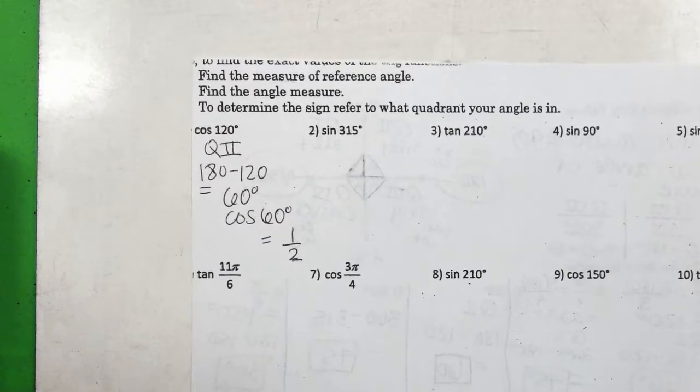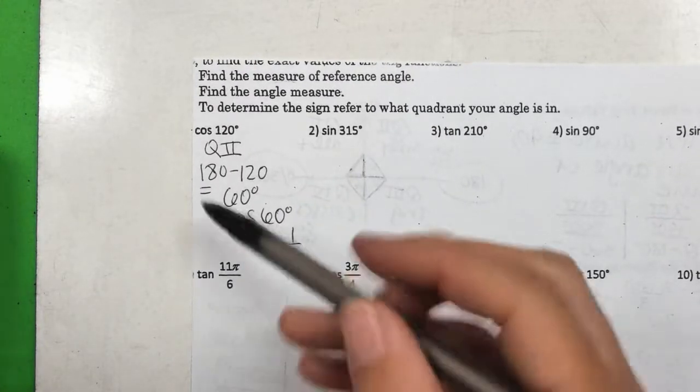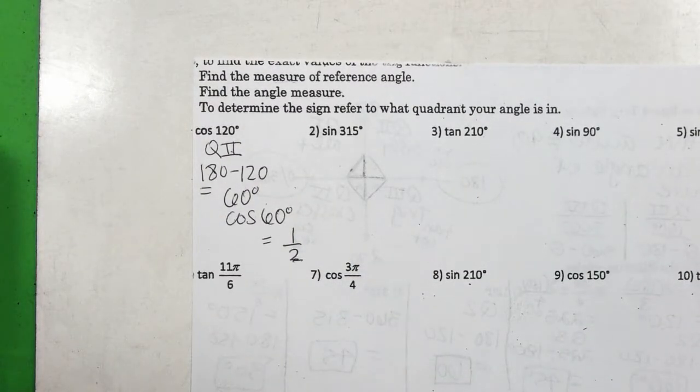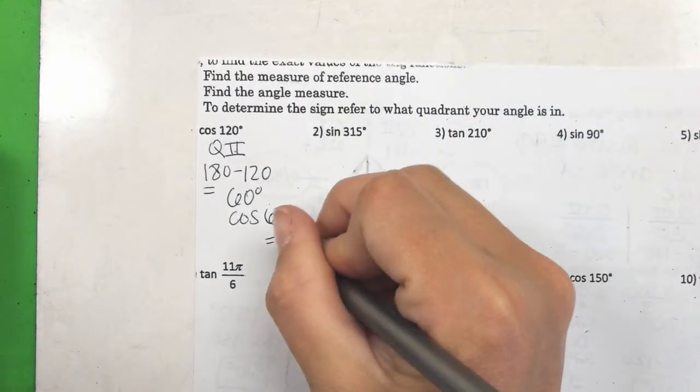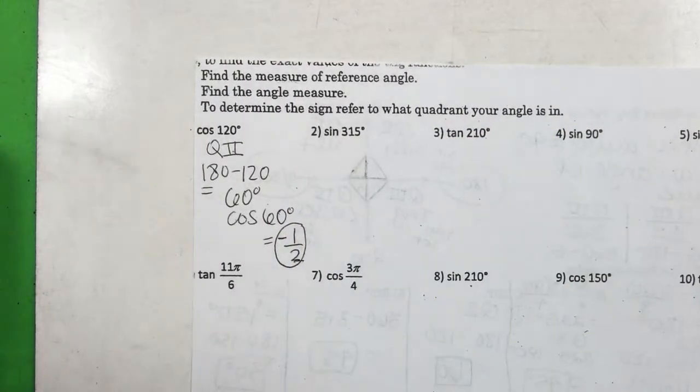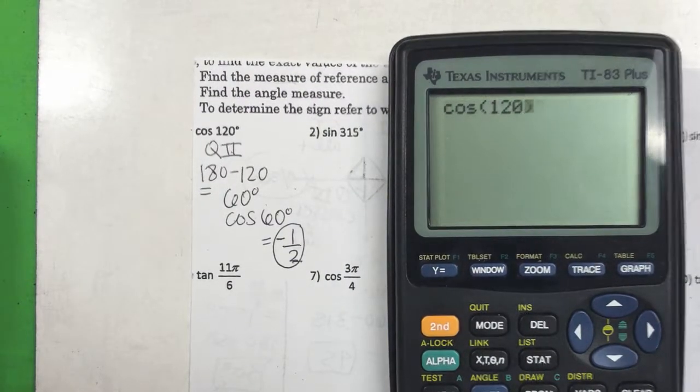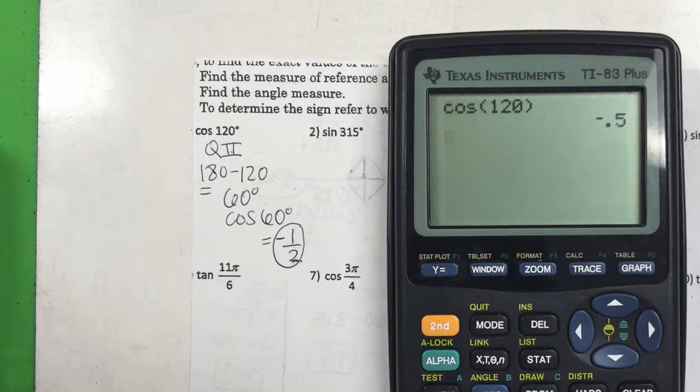1/2. And the way we do that is we use all silly trig classes. That's why we learned it. So in quadrant 2, which trig function is positive? All silly, right? So just sine. So this one's going to be negative 1/2. Now if you want to check it, you just do cosine of 120 in your calculator, negative 1/2.